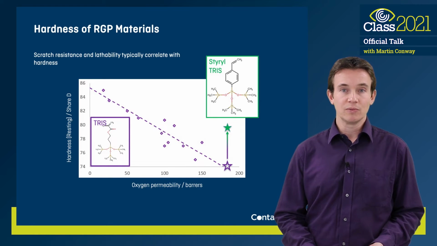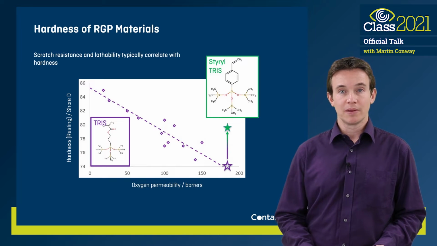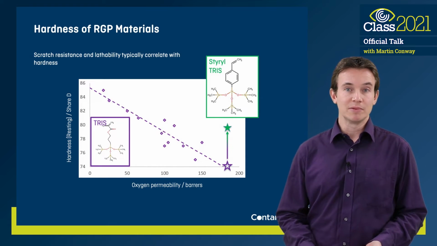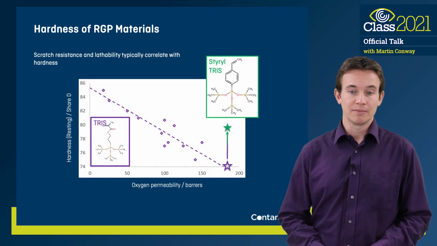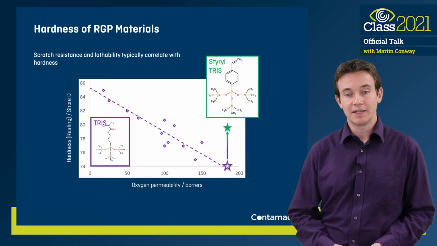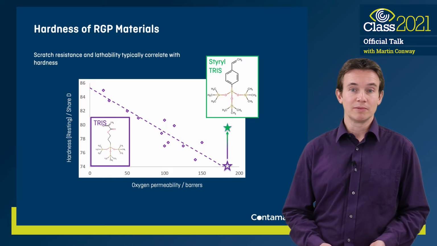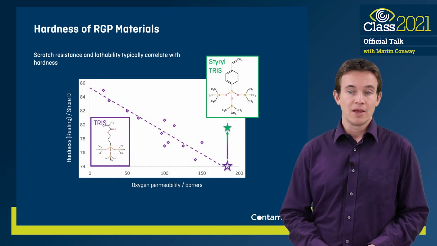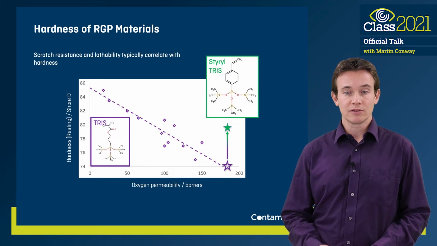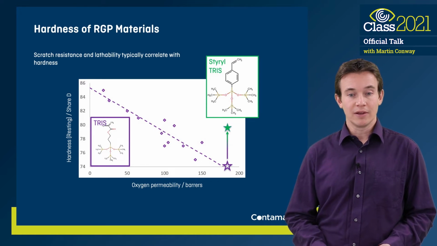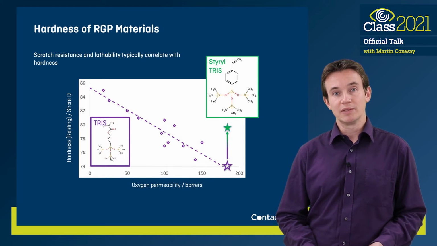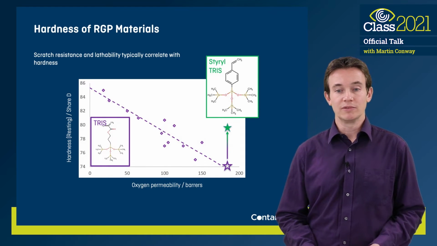Going to styryl tris, we can generate materials which are several hardness units harder than a tris-based material of the same oxygen permeability. For example, at 180 Dk, we might expect that a tris-based material would have a hardness of about 74 Shore D units, whereas a styryl tris-based material may have a hardness of around 81 Shore D units. And in terms of material behavior, this is an enormous difference.